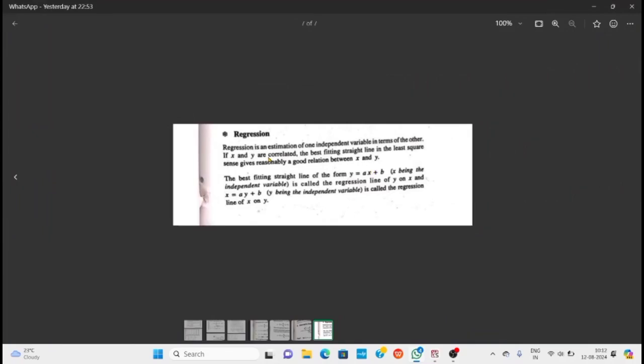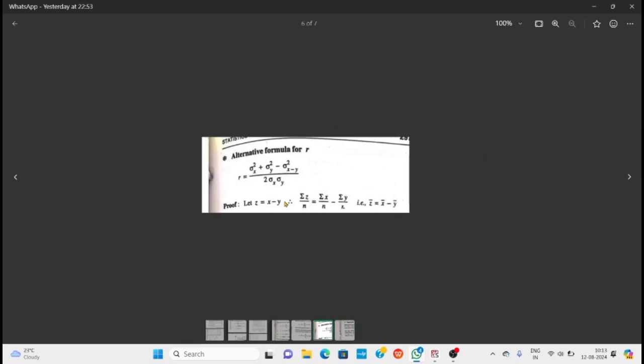Hello everyone. Today we will learn about regression. Regression is an estimation of one variable in terms of the other. The best fitting line of the form y is equal to ax plus b is called the regression line of y on x, and x is equal to ay plus b is called the regression line of x on y.